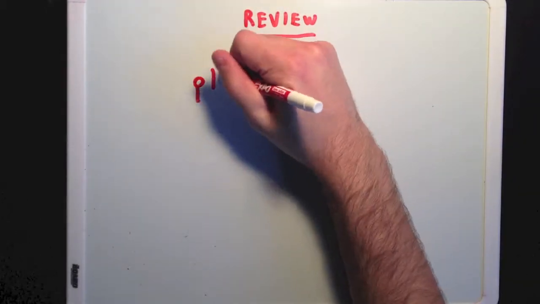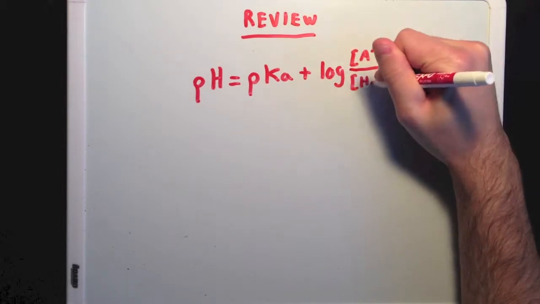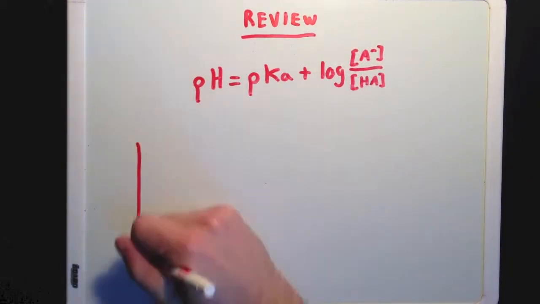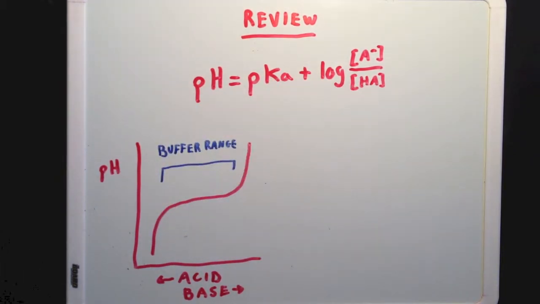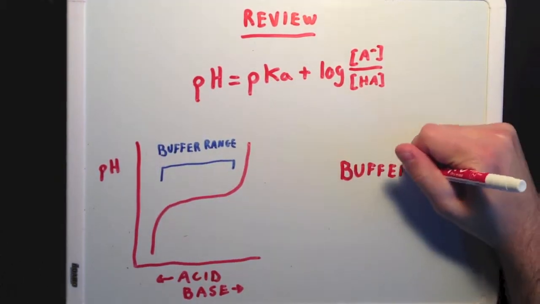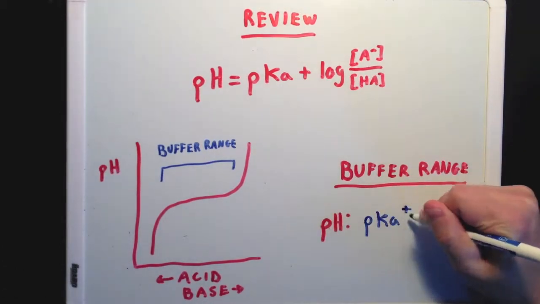Let's review. Remember that buffers can be looked at quantitatively using the Henderson-Hasselbalch equation. Also remember that a buffer's range is usually within 1 pH unit in either direction of that buffer's pKa value.